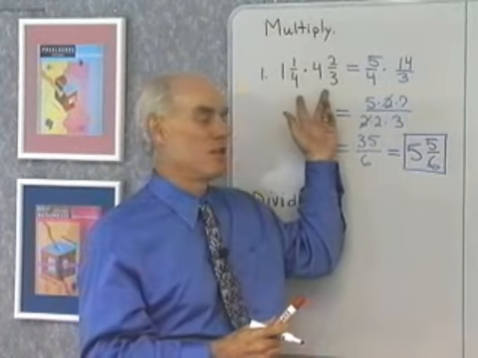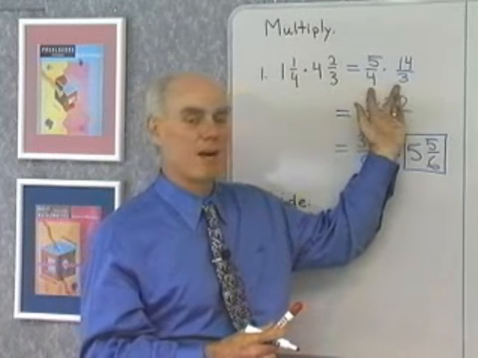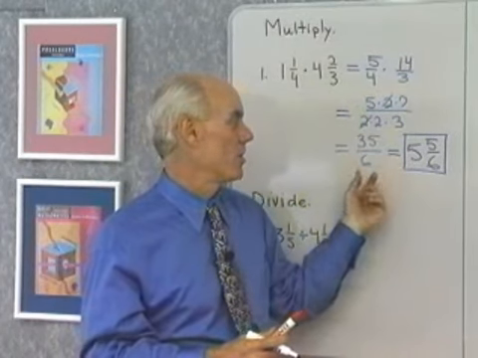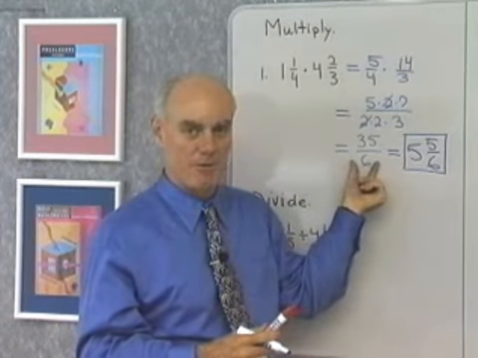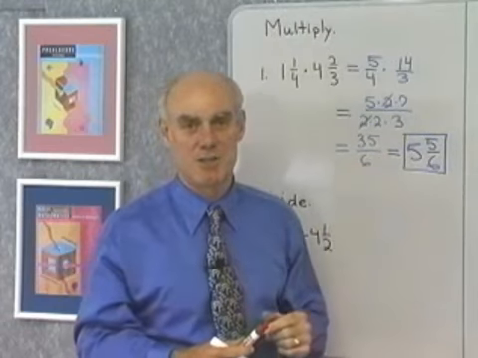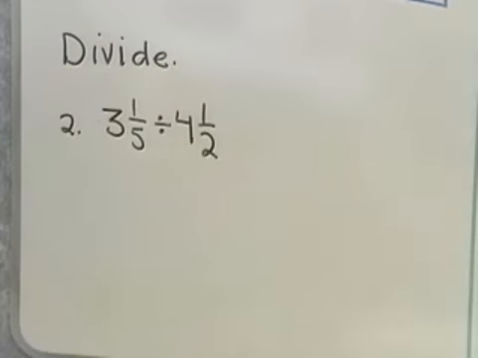I simply change each mixed number to an improper fraction. Then I multiply like I normally do. If I end up with an improper fraction, I'll rewrite it as a mixed number. Here's our next problem. Let's divide this time, and we have 3 1/5 divided by 4 1/2.